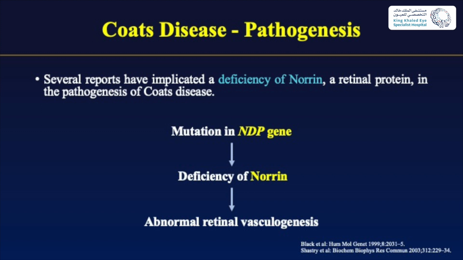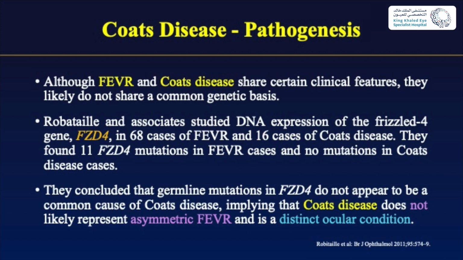So when a mutation in the NDP gene, which is the Norrie disease pseudoglioma gene, occurs, this will lead to deficiency of norrin, and this will also lead to abnormal retinal vasculogenesis. Although FEVR and Coats share certain clinical features, genetically they are not the same. Some people think that Coats disease is actually an asymmetric FEVR, but in reality they have different genetic bases, and Coats disease is a distinct ocular condition.